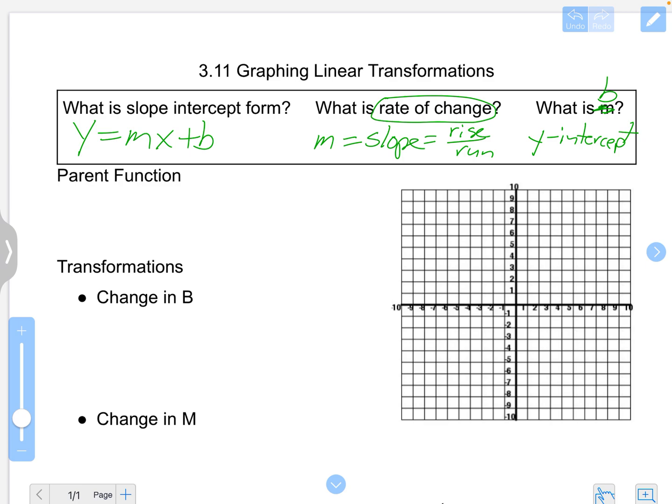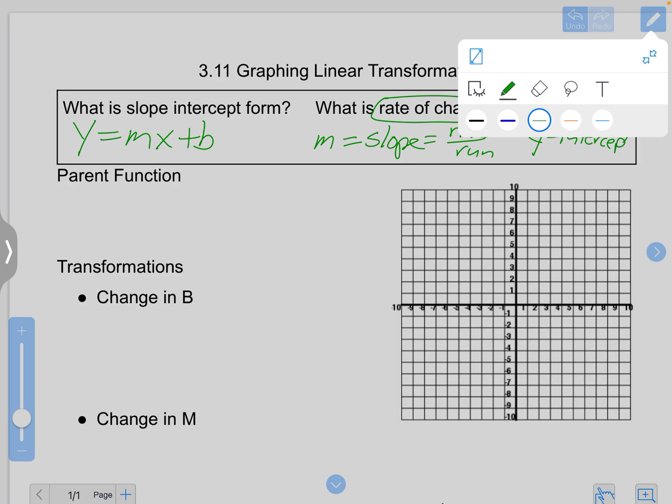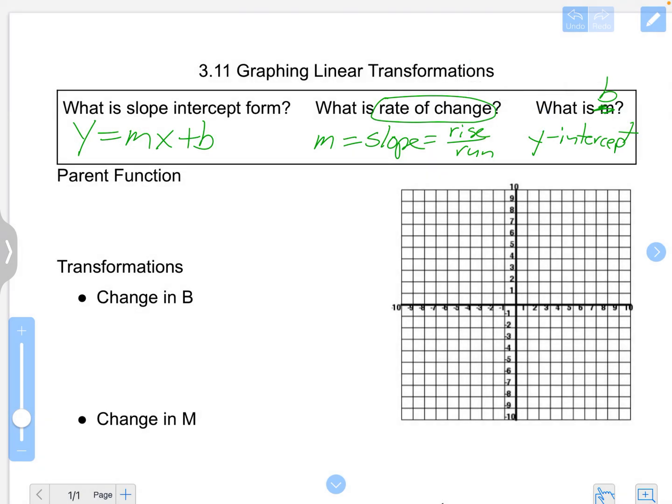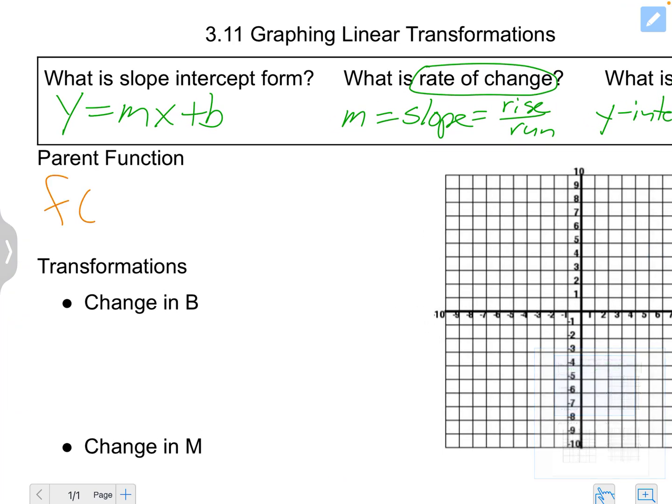So when we talk about transformations, we're talking about changing the line and changing where lines go, and all kinds of different changes that we can do with lines. What we always need to know about transformations is that we have what is known as a parent function. Our parent function is f of x equals x.